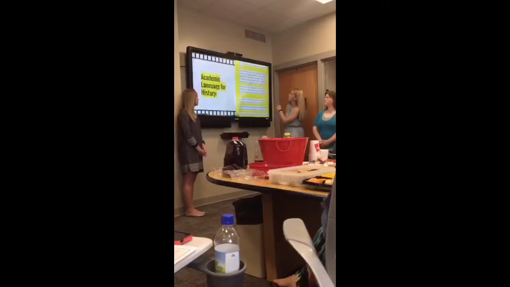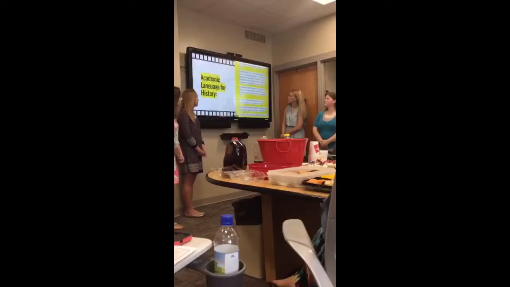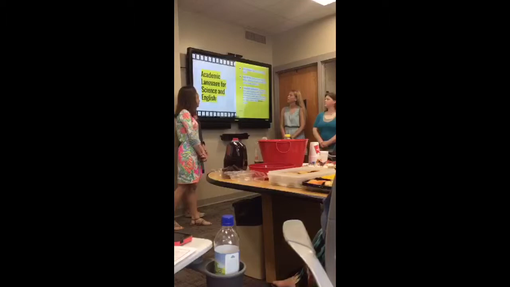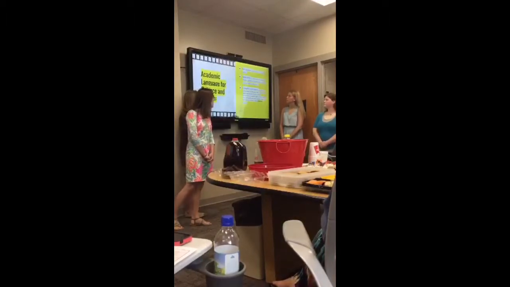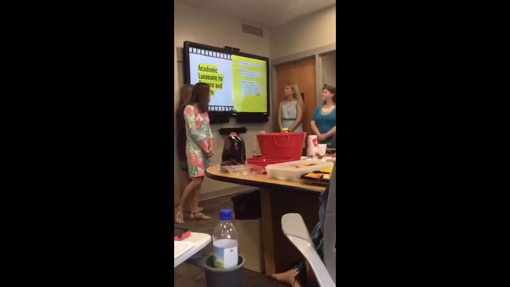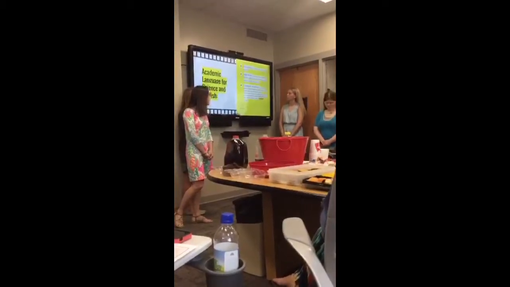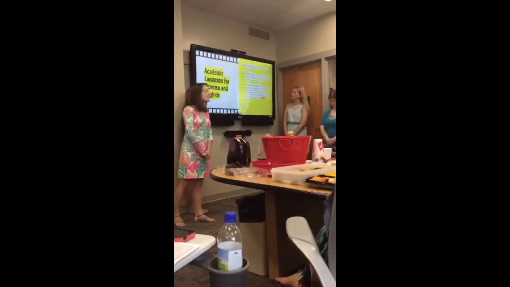This is the academic language for history: key details, linking words, sequential order, timeline, main idea, and evaluating. This is the academic language for science and English: 5 senses, adjectives, and a complete sentence is a group of words related by meaning which starts with a capital letter and ends with a period, exclamation, or question mark, has a subject and a verb, predicate, and has a complete thought.